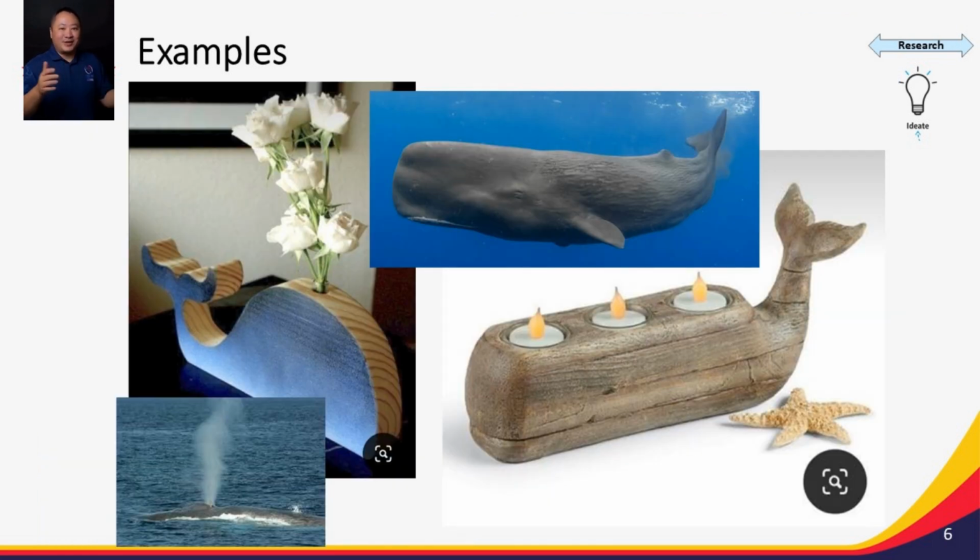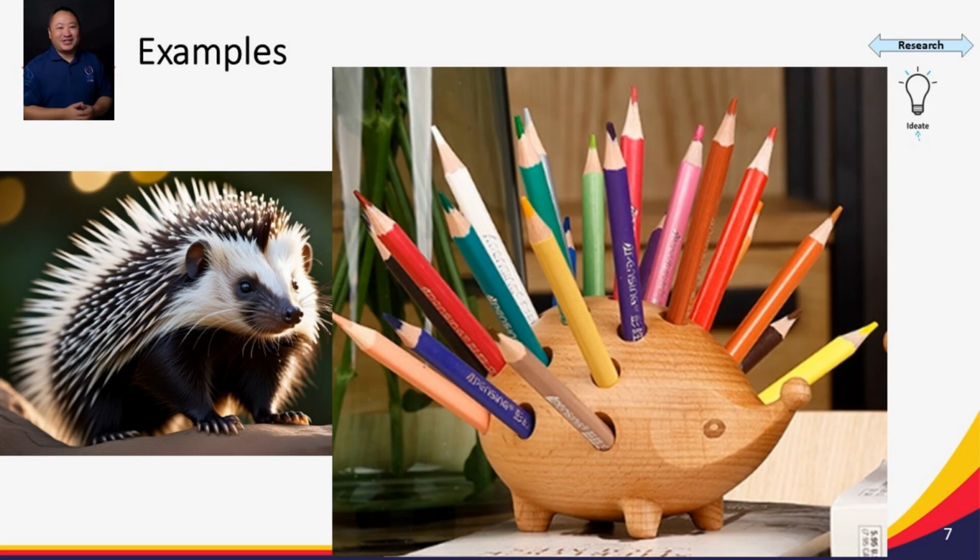I can give you more examples. This is a photo of a whale. The blowhole of the whale can serve as tea light holder or the vase for some flowers. This is a hedgehog, which has distinctive spikes. We can turn it into a pencil holder, making the pencils form the spikes of the hedgehog.